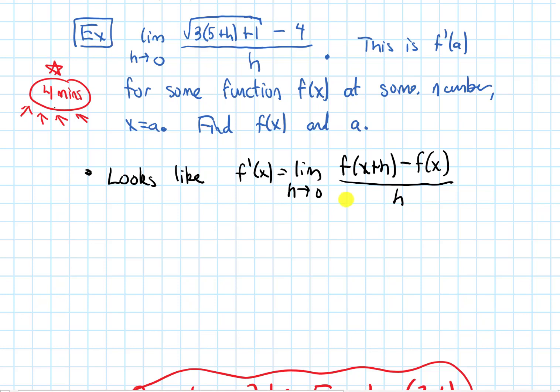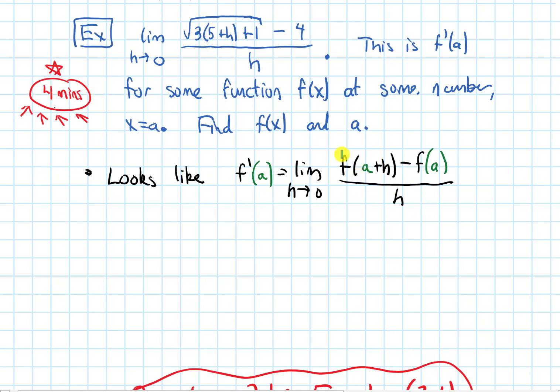All right, so the first thing that I'm going to do is, the problem tells me that I actually want to find f prime evaluated at some number a. So instead of leaving the x here, I'm going to replace all the x's with an a. So if I do that, I'll get f of a here, and then f of a plus h, and f prime of a. And now let's start to match pieces from our limit to this general form.